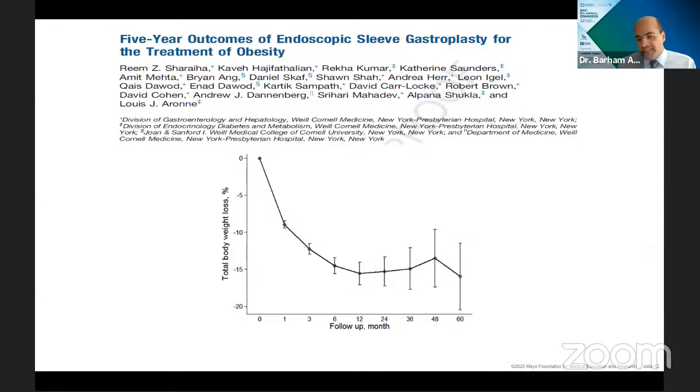Now, the durability seems to be good as long as you have the patient in a multidisciplinary program that focuses on changing behaviors and lifestyle. And this is published from our colleague Reem Sharaiha from Cornell, in Clinical Gastroenterology and Hepatology, that followed these patients in her cohort for 60 months and showed that as long as the patients are in a multidisciplinary program, the weight loss should be durable up to the 60 month period.